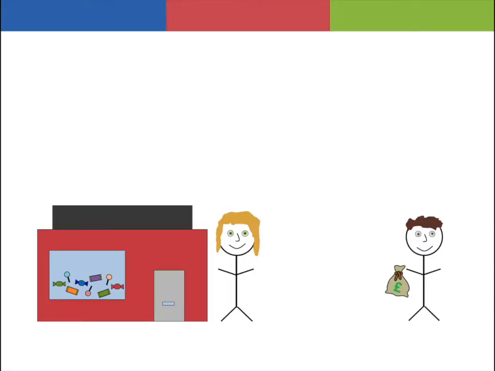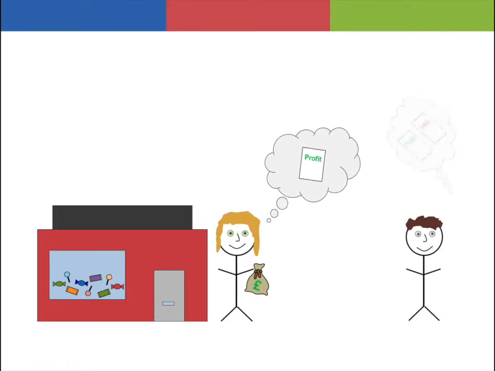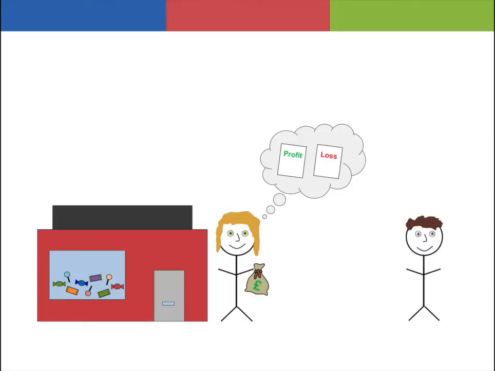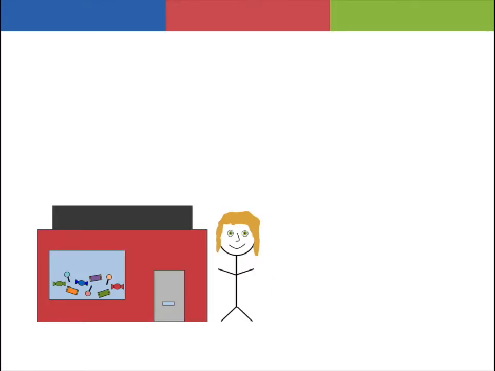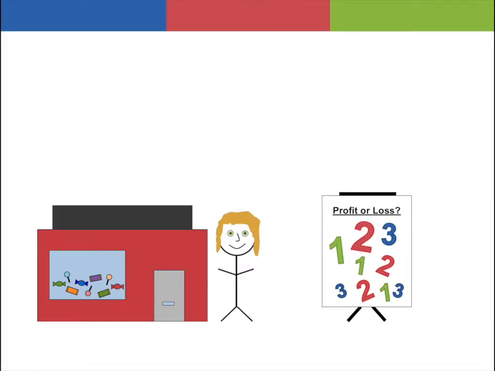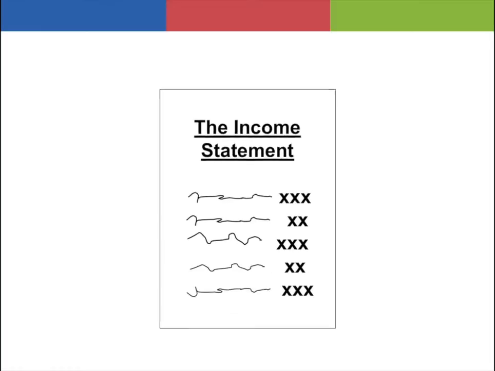Many businesses are started with the intention to make a profit, and in many cases businesses do make a profit. However, some unfortunately make a loss. The calculation of profits and losses is arguably the most crucial objective of the accounting role within a business. This is why we have the income statement.